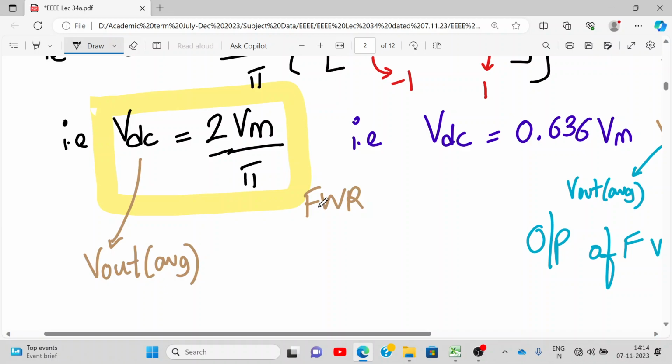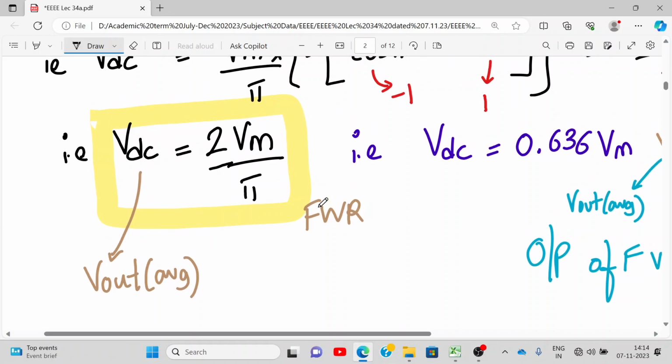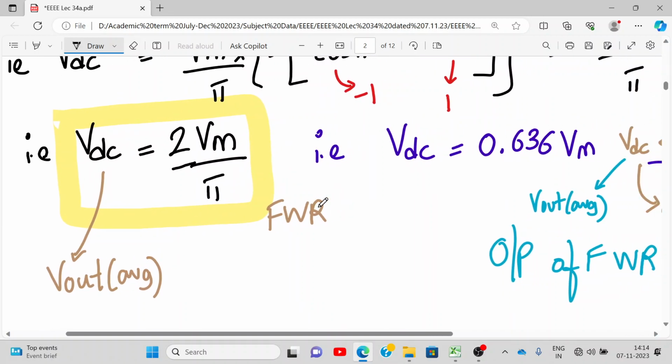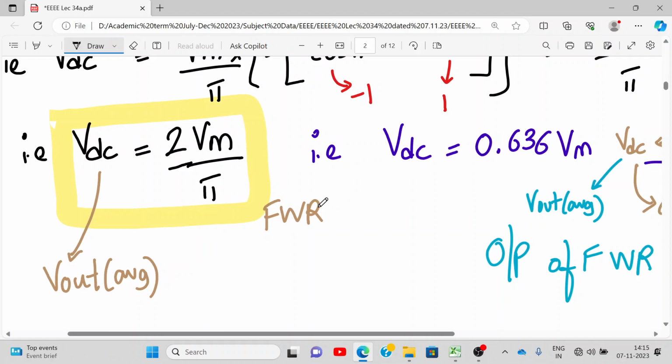But in the exam, please write the full form. So for a full wave rectifier, the average value is 2 Vm upon pi. And if I convert it into a number, 2 upon pi is 63.6% of Vm. Last time it was half of it.